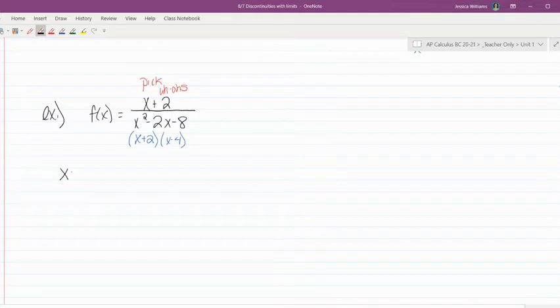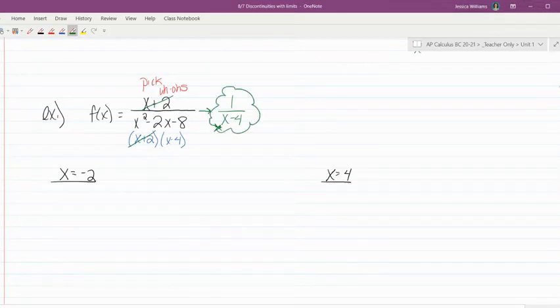I need to pick x is negative 2, because that's going to give me a discontinuity of some sort. And I need to pick x is 4, because that's going to give me a discontinuity of some sort. After you've picked your points, then you can reduce your function if it reduces. This one does. You're welcome. So x plus 2 reduces. I'm going to use this in my calculus, but I had to pick my values first.